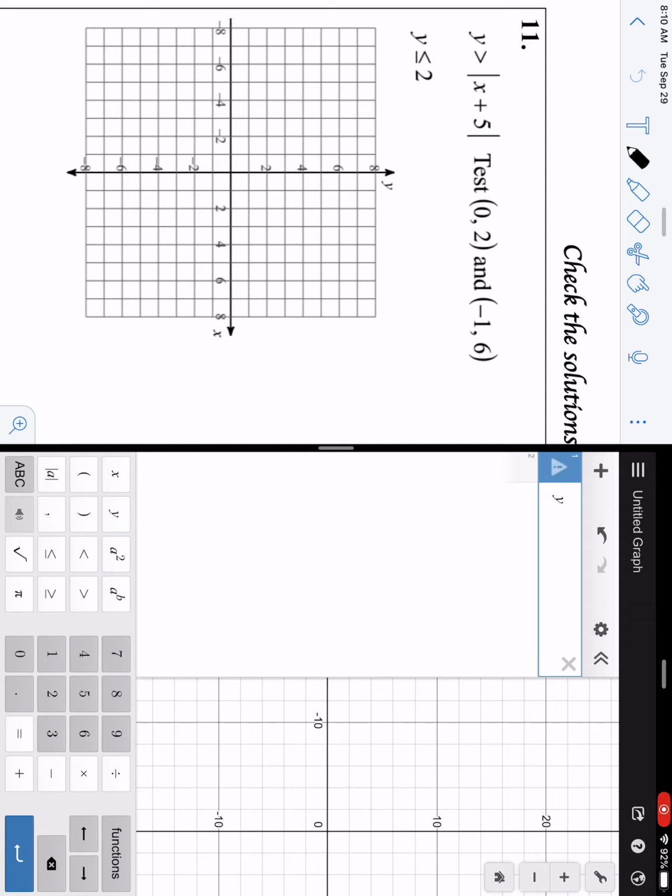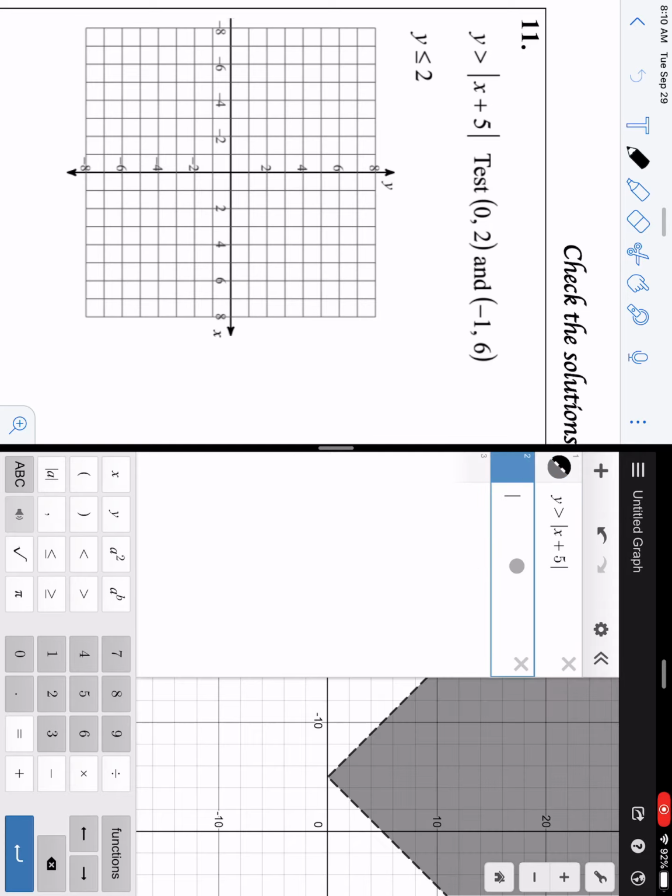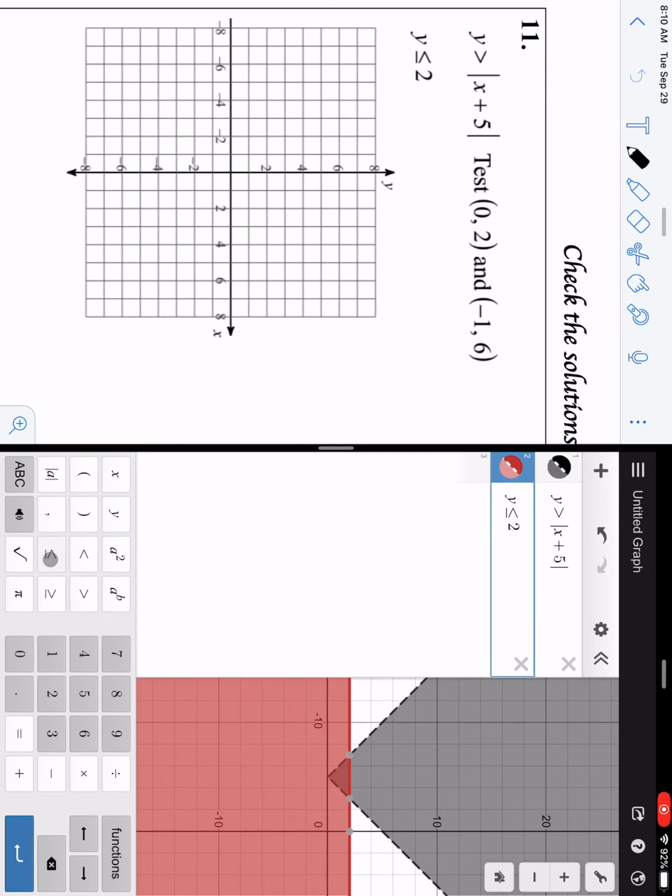So y greater than absolute value x plus 5, and it's going to shade. y less than or equal to 2, and there it's going to shade. Once you type in your inequalities or your equations, just type the points they want you to test. So 0, 2.